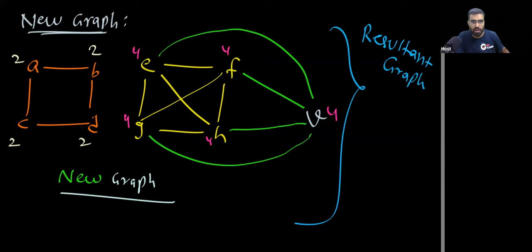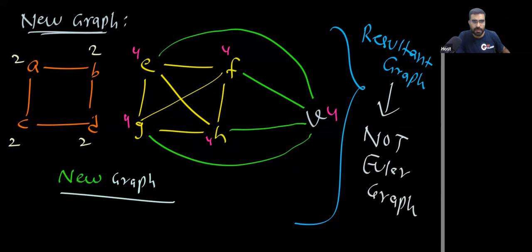Okay, tell me, is this an Euler graph? This is the resultant graph. Is there any Euler circuit? This is not an Euler graph. Yes or no?